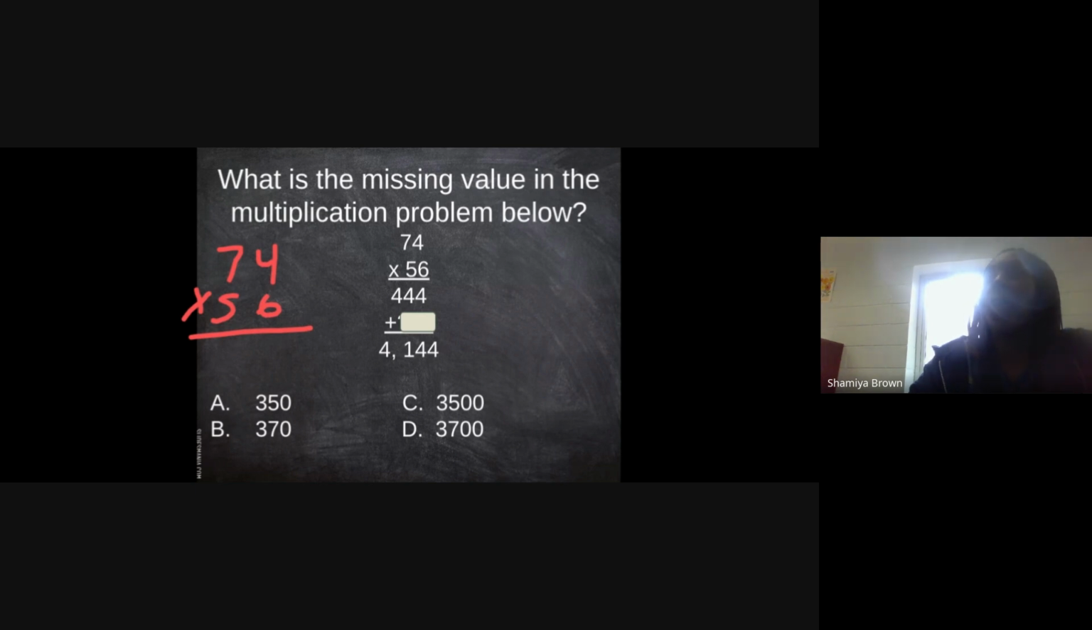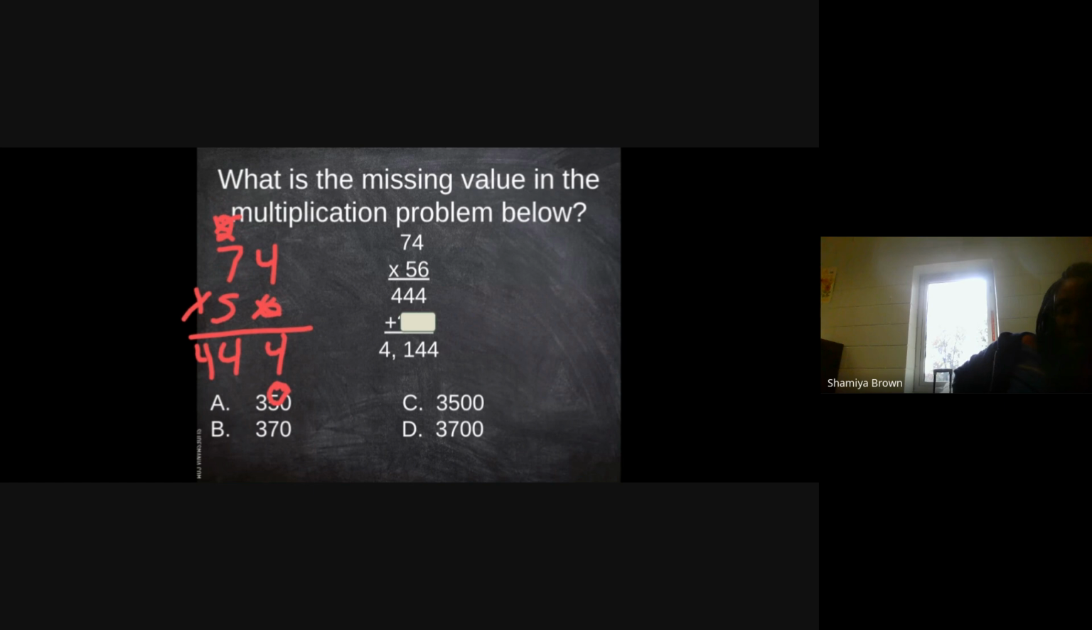So 4 times 6 is 24. Put my 4, carry my 2. 7 times 6 is 42 plus 2 gives me 44. So that's how they got the 44. They did that part right. Now I need to put my 0 to hold my place, mark out my 6, mark out my 2.